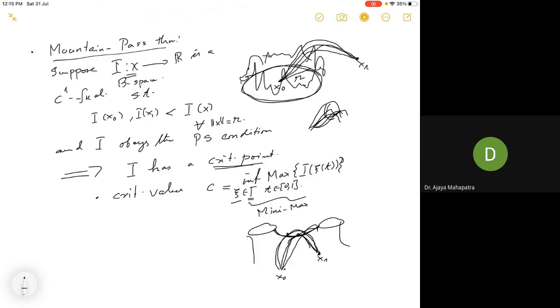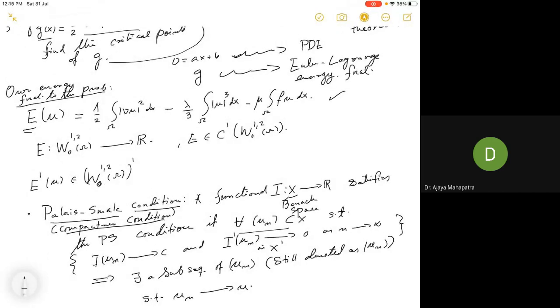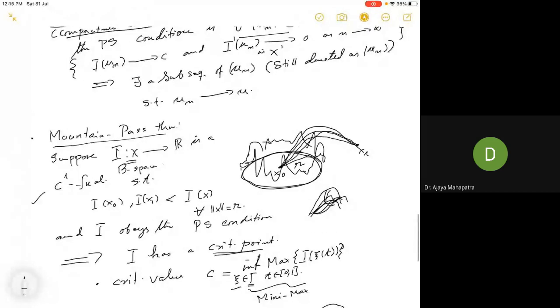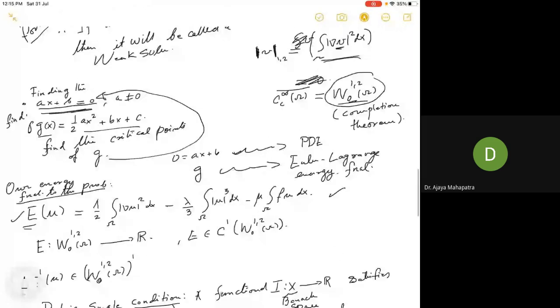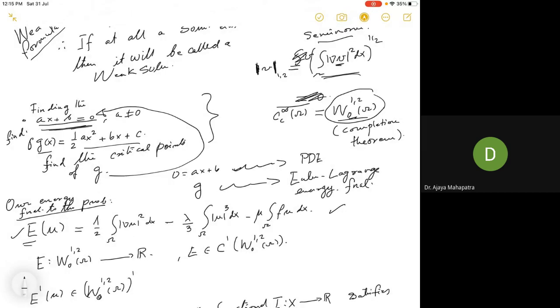Very good. So what the detailing of this lecture will involve is that this functional satisfies the PS condition and the postulates of the mountain pass theorem, which will enable us to guarantee that E has a critical point. And by using our high school logic of finding a root to a polynomial, we will guarantee that your original PDE has a solution, a weak solution rather.